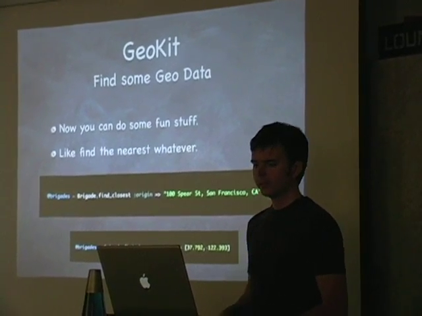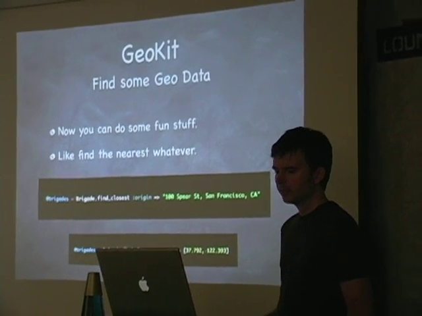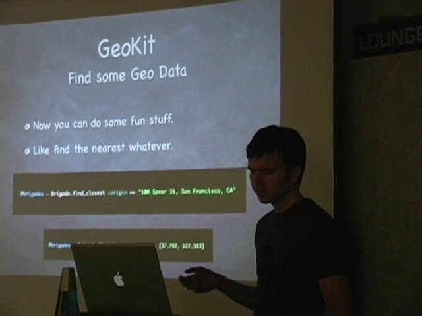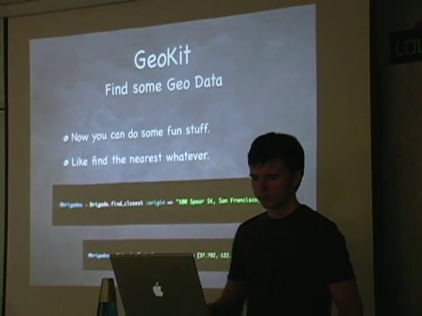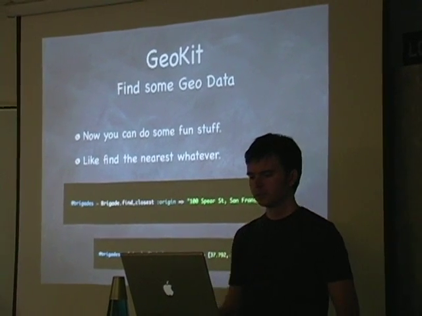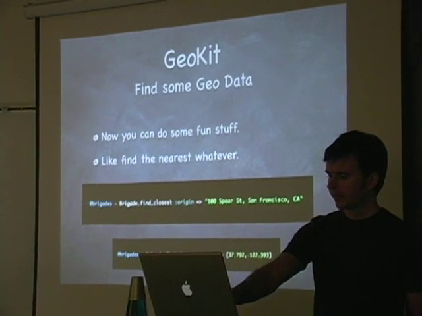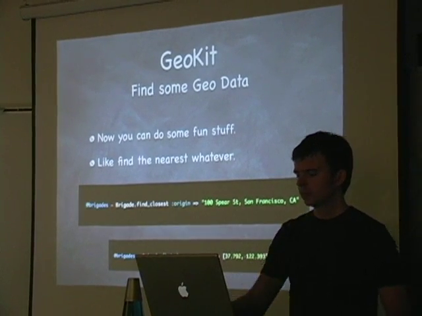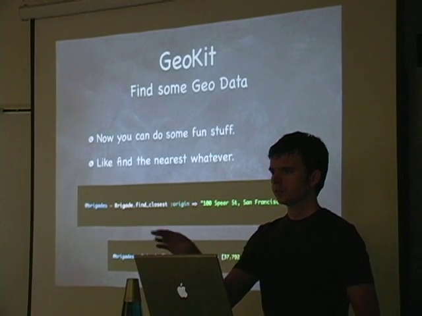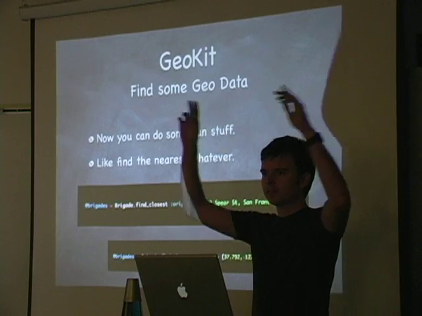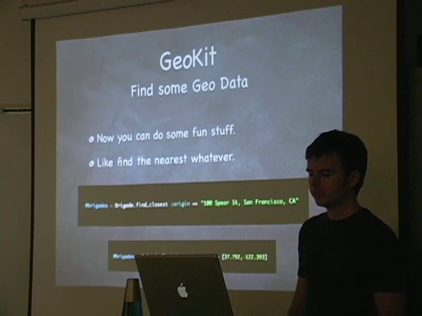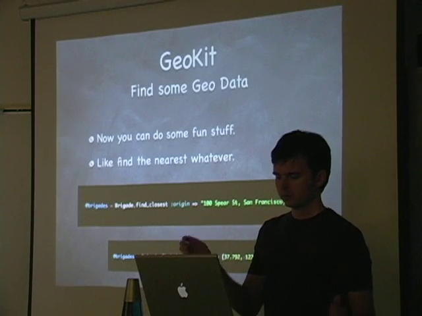So after you've got some data in your database, you can easily find it. Some fun stuff you could do is find the nearest location or brigade. In this example, I'm going to try to find the closest brigade to this particular origin, 100 Spear Street in San Francisco, California. Or you can pass it a lat long pair of coordinates. And this is just one sample. You can find closest, or you can find farthest. Or you can also find within a geographic boundary. So if you have a top left and a bottom right, you can find every brigade that's within that bounds.